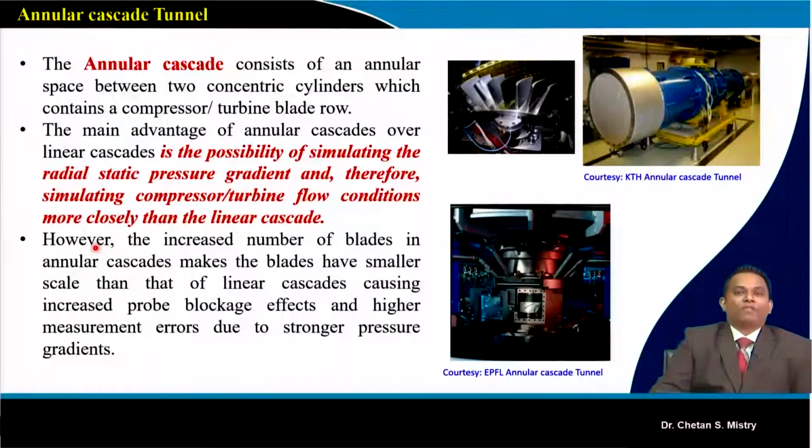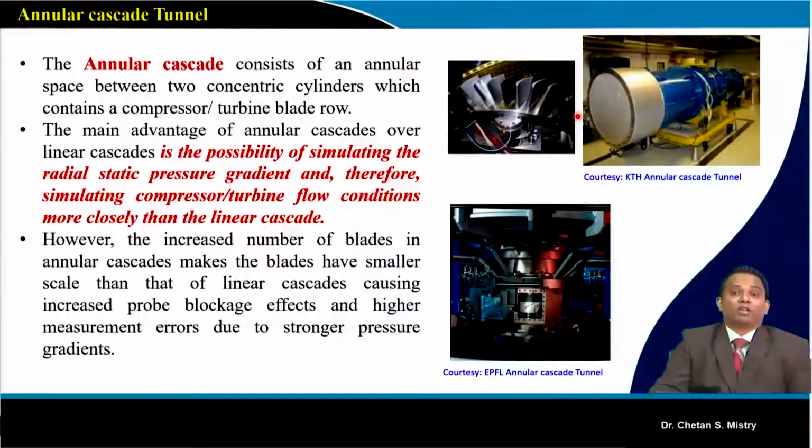So we can make it full scale. If you look at this, this is the KTH annular cascade tunnel. You can make all your blades, make the whole passage, and do the simulation or the experimentation for that. But just realize, when we are testing, say, an LP compressor, the number of blades is more and the diameter is more, and in order to do this testing we need a whole lot of power.